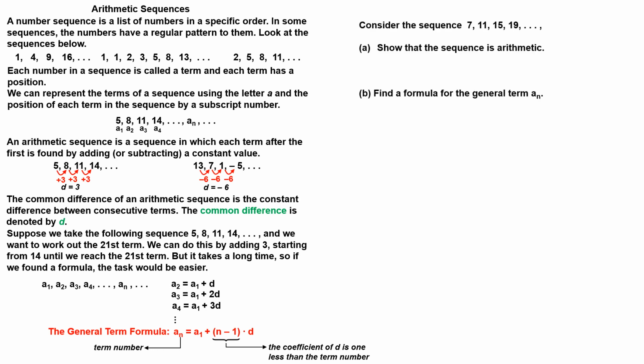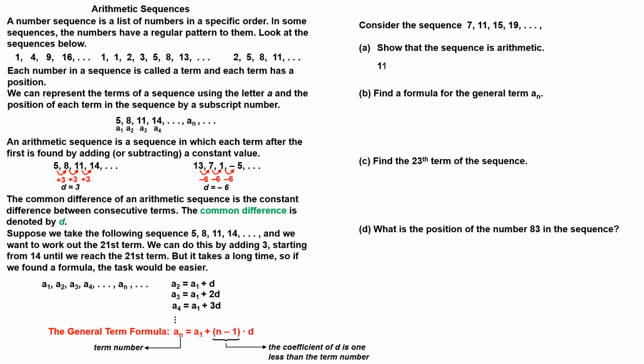Consider the sequence. Show that the sequence is arithmetic. In an arithmetic sequence, the difference between successive terms is constant. When we subtract a successive pair of terms, and it doesn't matter which pair we pick, the result is always the same. So the common difference is 4.